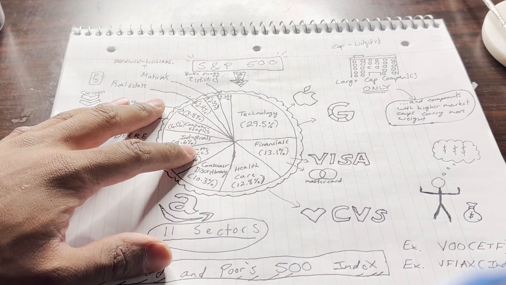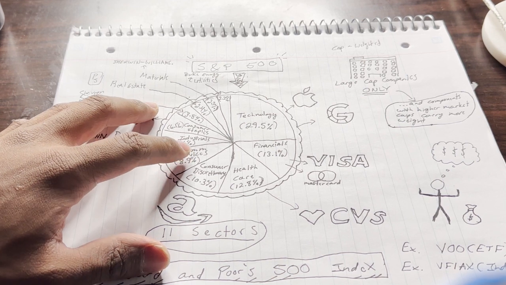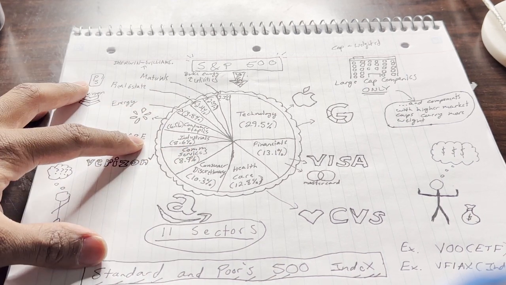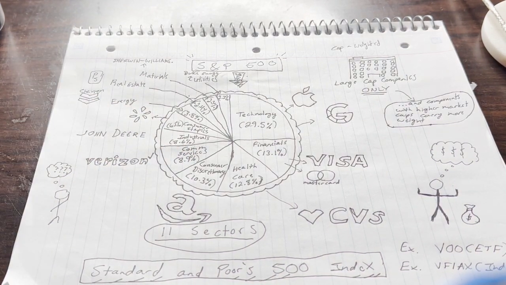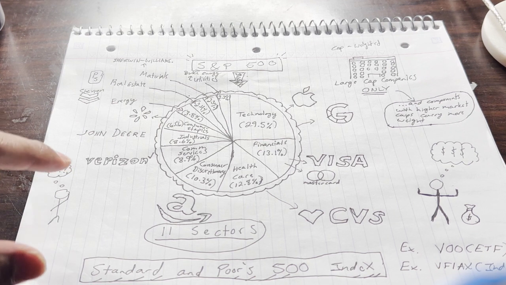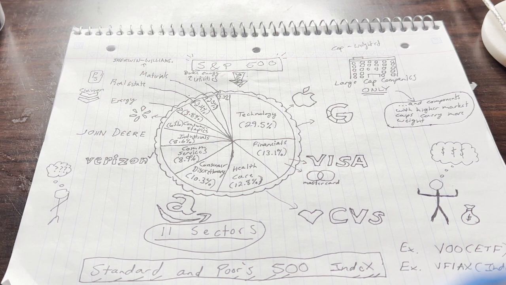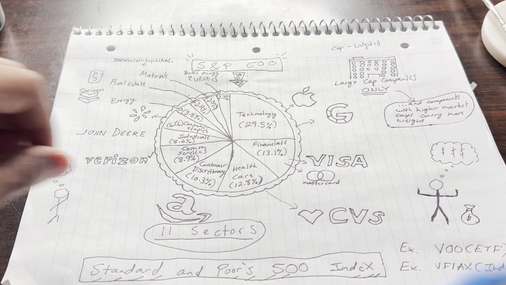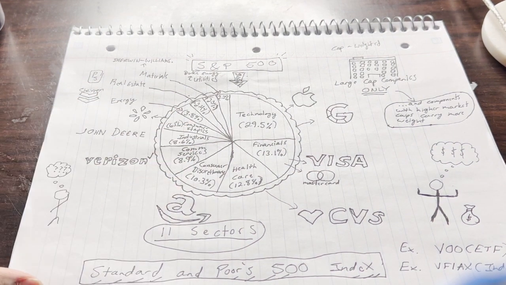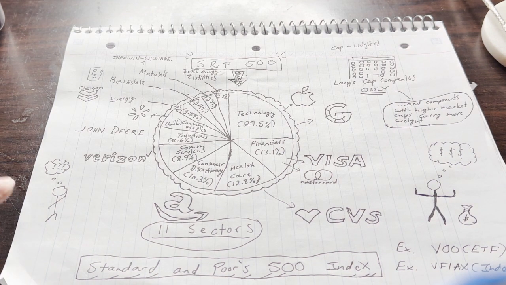So check this out. I figured, you know, what better visual representation than food? And I like pie. So today we're going to look at the S&P 500 as a pie. And we actually have three pies that we're going to go through today. But for this one right here, we'll say this is an apple pie. You know what I'm saying? Nice and delicious. This is the S&P 500.